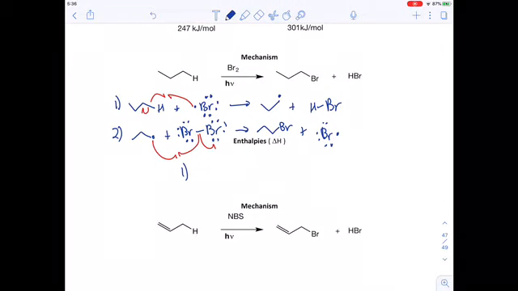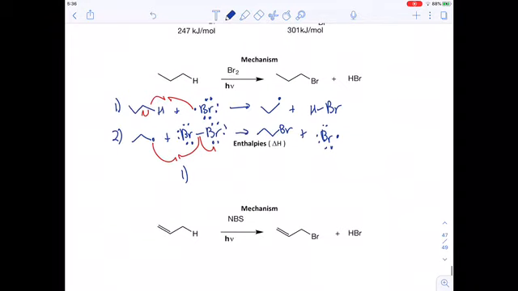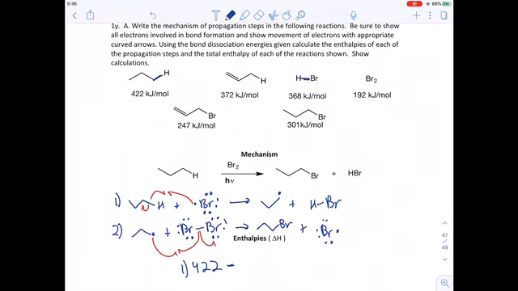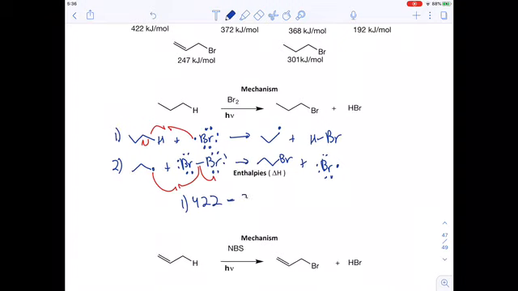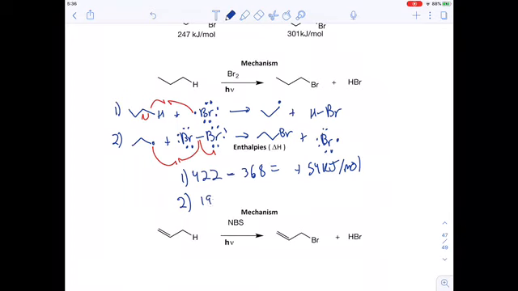Okay, and now when I'm going to do the enthalpies, I'm not going to write it out. You guys should know by now that enthalpy is bonds broken minus bonds formed. So since we are breaking a CH bond, they tell you up here that the CH bond is 422 kilojoules per mole. So you're going to go ahead and do 422 minus what bonds are formed, and we form an HBr bond. And over here, they tell you that that's 368. So minus 368. And then you end up with positive 54 kilojoules per mole for your first propagation step.